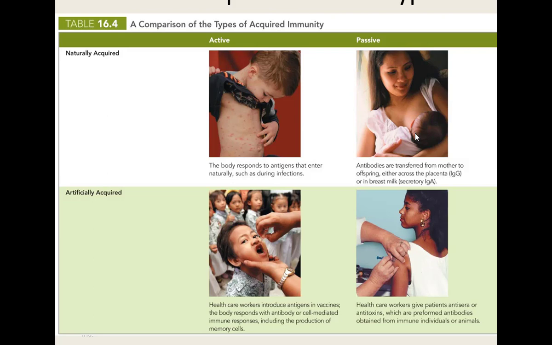So this is just showing some examples. Naturally acquired active immunity is when you actually get sick, like with chicken pox, and you make antibodies against it. Naturally acquired passive immunity is when the mom acquired something and the baby gets that antibody passively, but it was still naturally acquired. Anything artificial is when you're given something via a shot, whether a vaccine or an antitoxin.